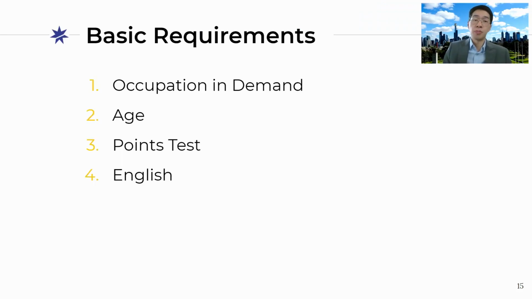All right, so knowing that there are two pathways, direct and state, what are the basic requirements? Just keep in mind that I'm trying to give all the basic requirements for both countries at the same time. They're actually very, very similar, with slight differences in each, but in general, this is what they're looking at. So the four main items are occupation and demand, your age, a points test, and English ability, okay? Now, go through one at a time, and you kind of understand what the difference is.